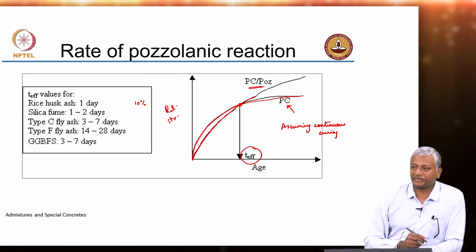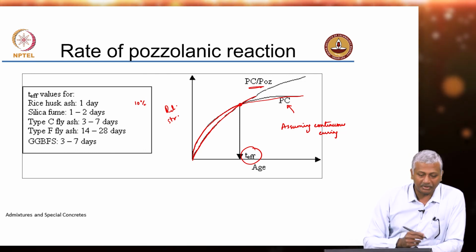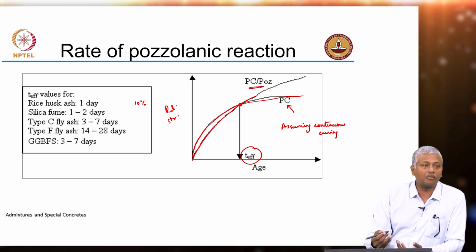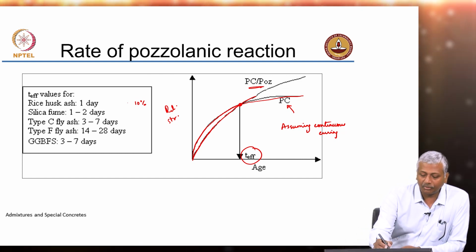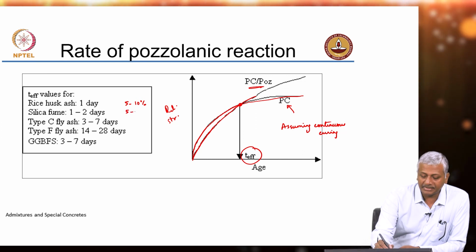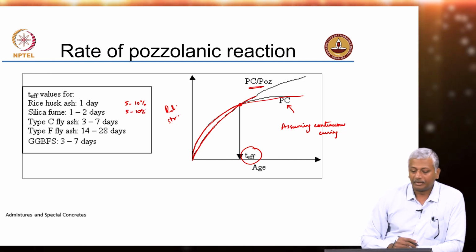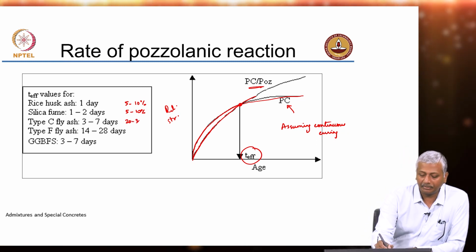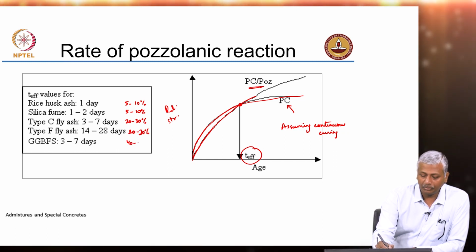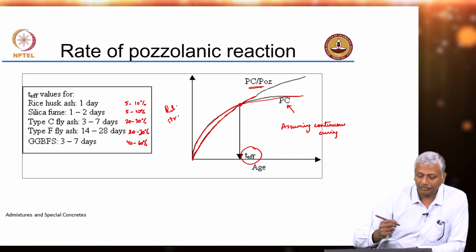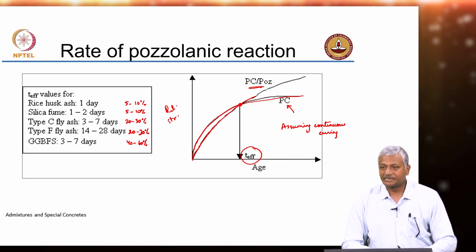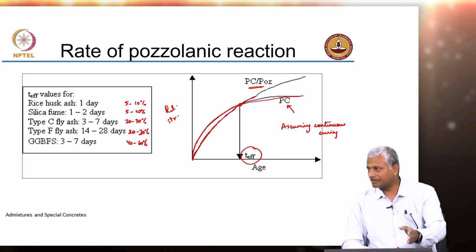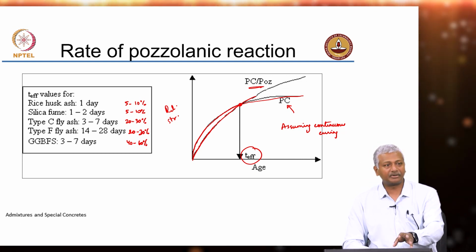But generally when we are talking like this, we are also talking about a certain percentage replacement of the cement by these materials. These normal T effective numbers are given for 5 to 10% rice husk ash and silica fume 5 to 10%, and for type C fly ash we are talking about 20 to 30%, type F fly ash also 20 to 30%, and slag 40 to 60%, right. The T effectives that I have given there are for specific percentage replacements. It is not true for everything.